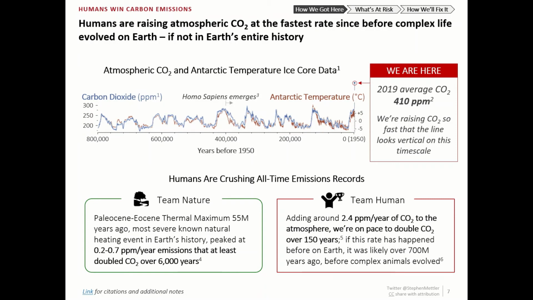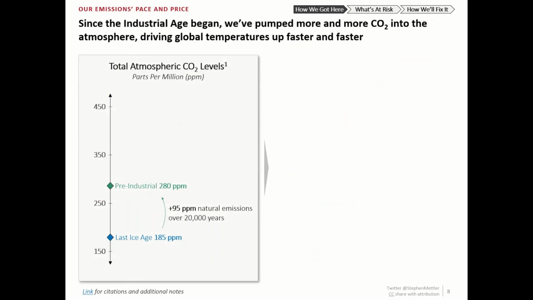Since it's so hard to visualize human emissions on this timescale, let's zoom into only the human era to try to get a better handle on it. So this chart on the left shows total atmospheric carbon dioxide levels in ppm. And the last ice age was 185. The pre-industrial era was 280. So over 20,000 years, about 95 ppm of natural emissions were enough to shift the climate from one in which a large portion of the Earth was under glaciers to what the pre-industrial era was. And so let's now look at what humans have been doing.